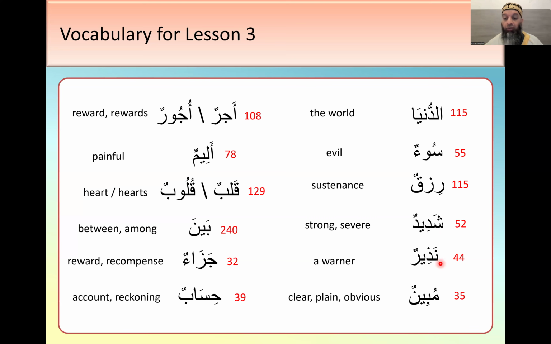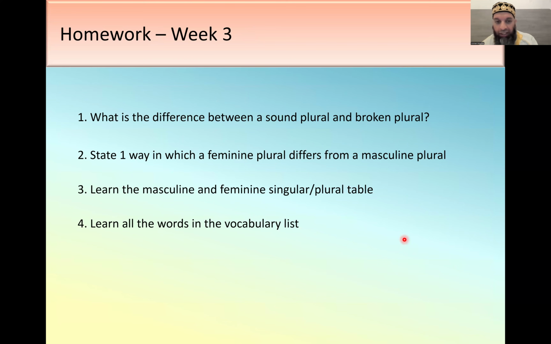Nadhirun. Nadhirun is a warner. And mubinun is clear. You can remember these together. Nadhirun mubin, a clear warner. And that has come to the end of the lesson.